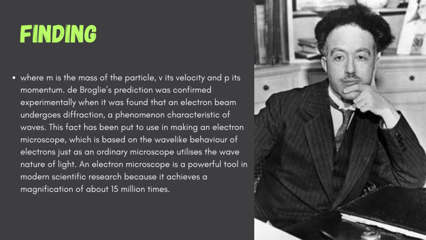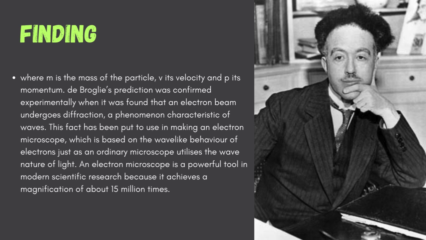De Broglie's prediction was confirmed experimentally when it was found that an electron beam undergoes diffraction, a phenomenon characteristic of waves. This fact has been put to use in making an electron microscope, which is based on the wave-like behavior of electrons just as an ordinary microscope utilizes the wave nature of light.